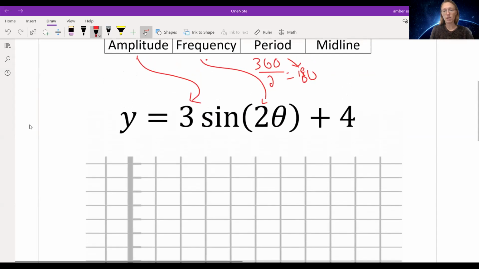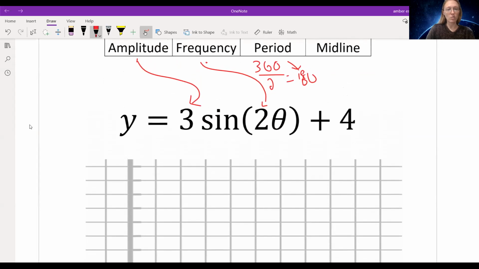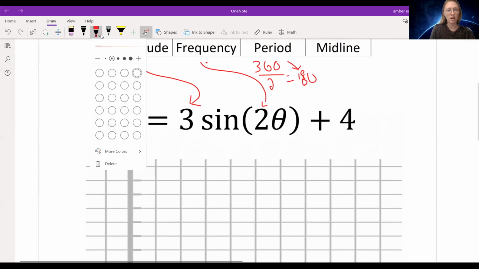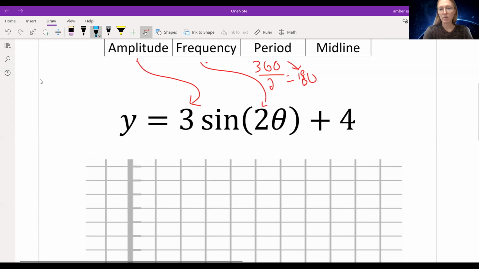All right, so now that leaves the midline. So let's change color here on my pen. So our midline is this new guy right here. That's our midline. So this tells us that our midline is at 4, or what it did is it shifted everything up. So it moved up 4 units.